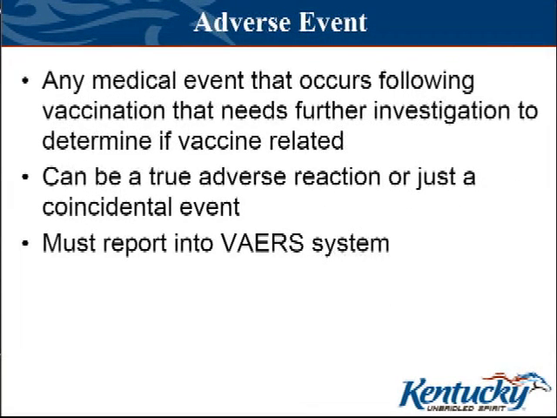An adverse event is any medical event that occurs following vaccination that needs further investigation to determine if it was caused by a vaccine. It can be a true adverse reaction, or it can just be something that was coincidental following an immunization. In order to determine if an adverse event needs further investigation, we have a system set up in the United States called VAERS.